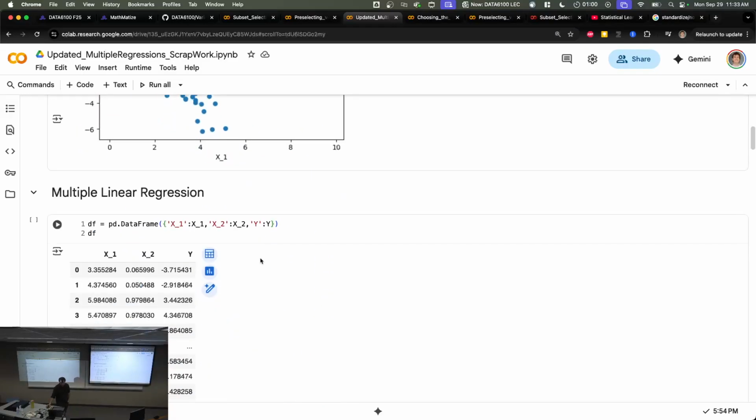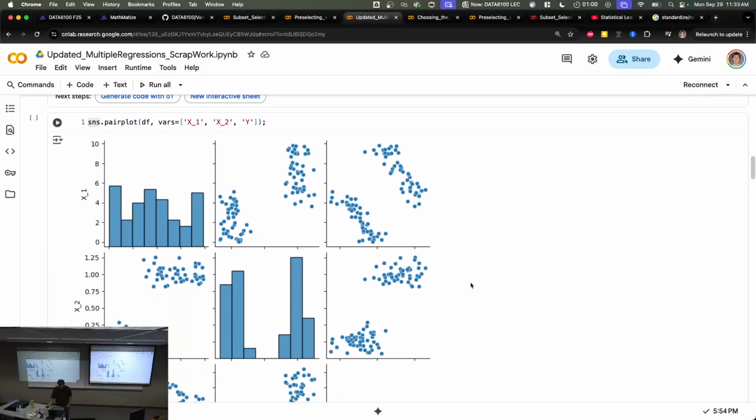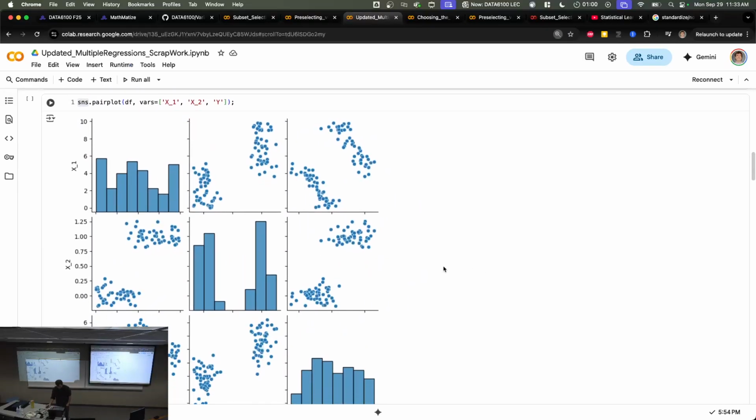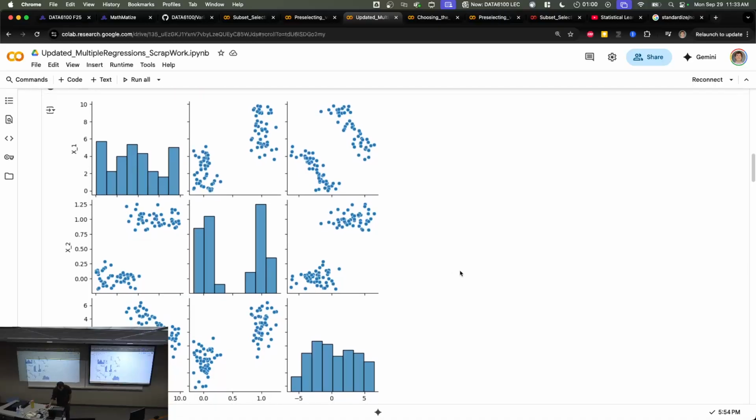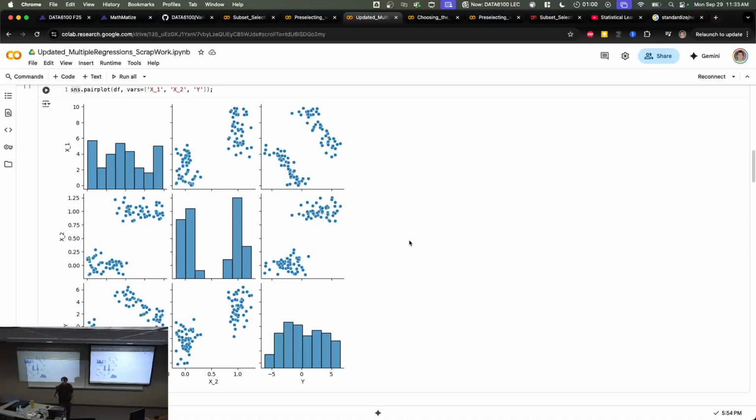Seaborn is another one of these libraries, like pandas and so on, that has some nice data visualization tools in Python. This one is called a pair plot, where we have all the possible combinations of the variables x1, x2, and y plotted all together. On the diagonals are the histograms. So x1 with itself is this really funny data set where there's some on the outside, some in the middle, and some on the outside again. x2 with itself is a really bimodal data set.